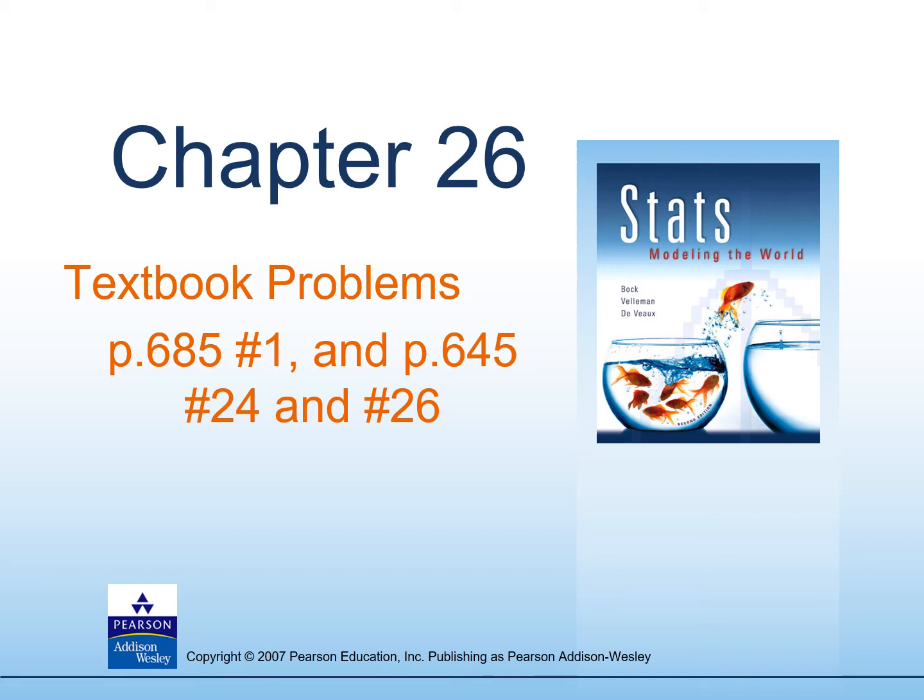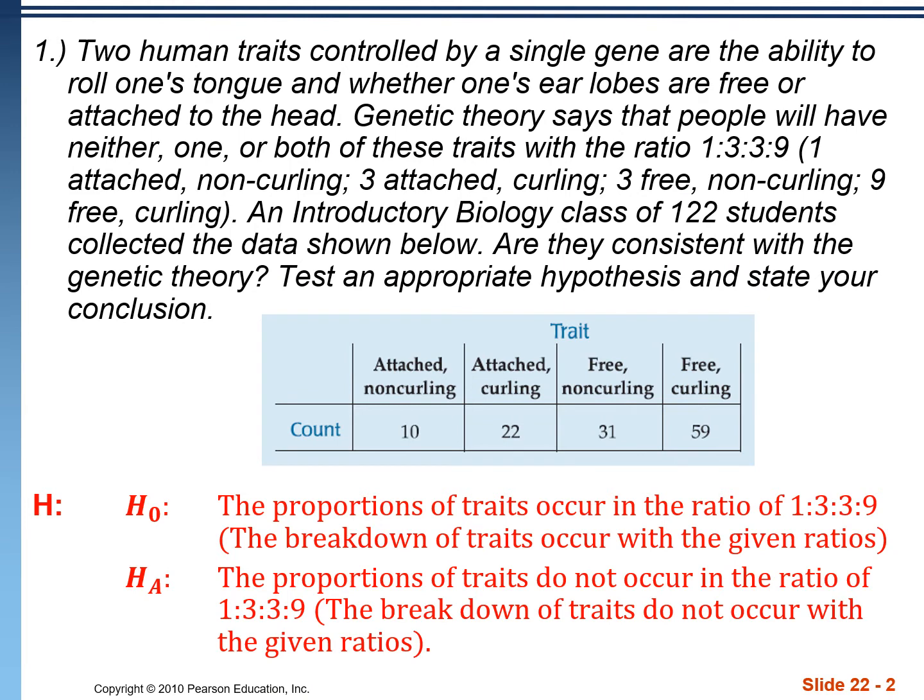In this video, we're going to walk through a few additional examples from chapter 26. First up, number 1 from page 685. Two human traits controlled by a single gene are the ability to roll a person's tongue and whether a person's earlobes are free or attached to their head. Genetic theory says that people will have neither one or both of these traits following the ratio of 1 to 3 to 3 to 9, given by this breakdown in categories here.